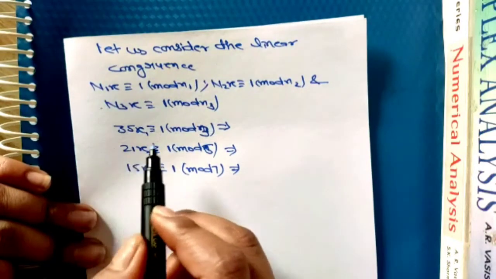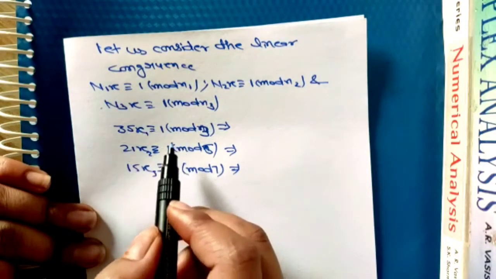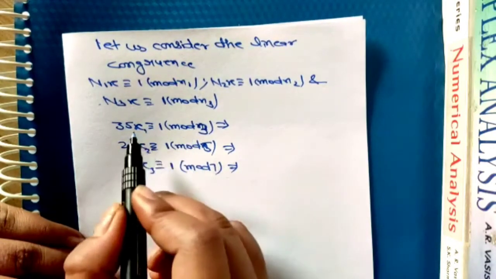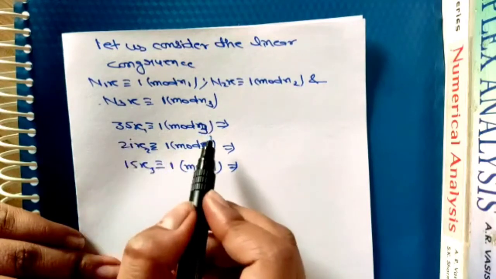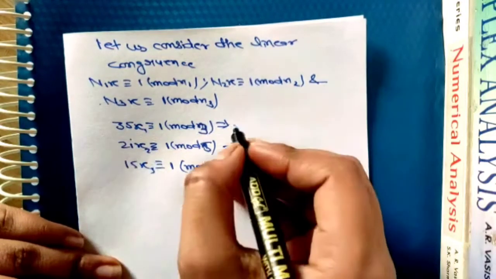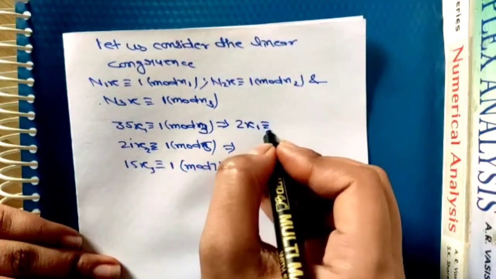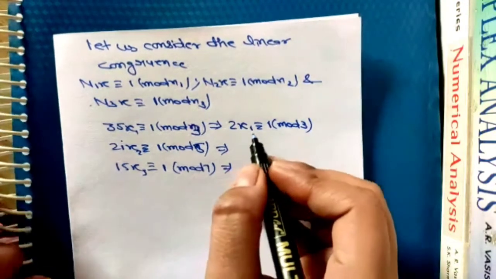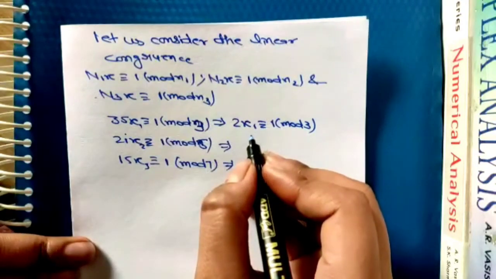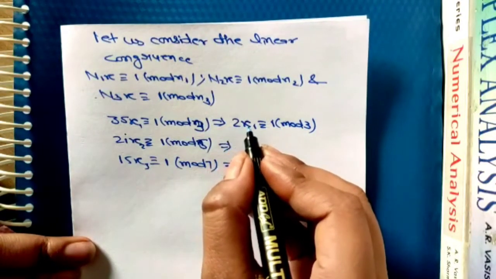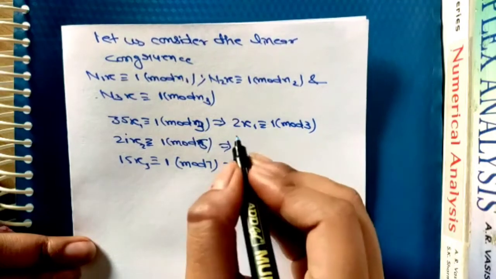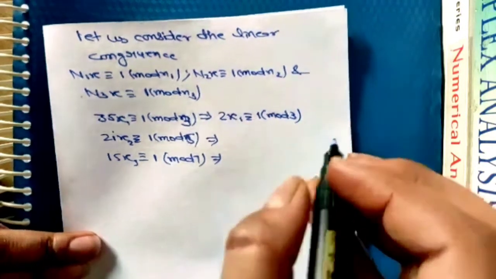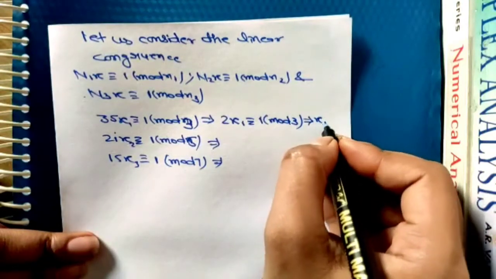I hope you know how to solve linear congruences. So how to solve this linear congruence? If you divide 35 by 3, you get the remainder 2. So you can write it as 2x1 congruent 1 modulo 3. If we put x1 equals 2, we get 2 twos are 4, and if we divide 4 by 3, we get the remainder 1. So x1 is 2.